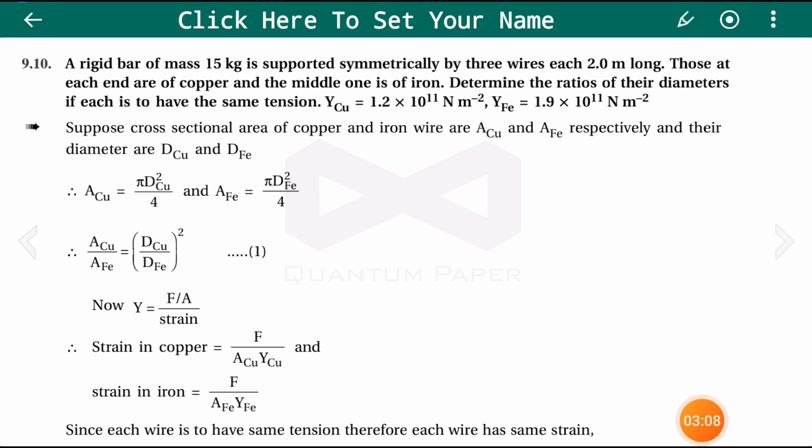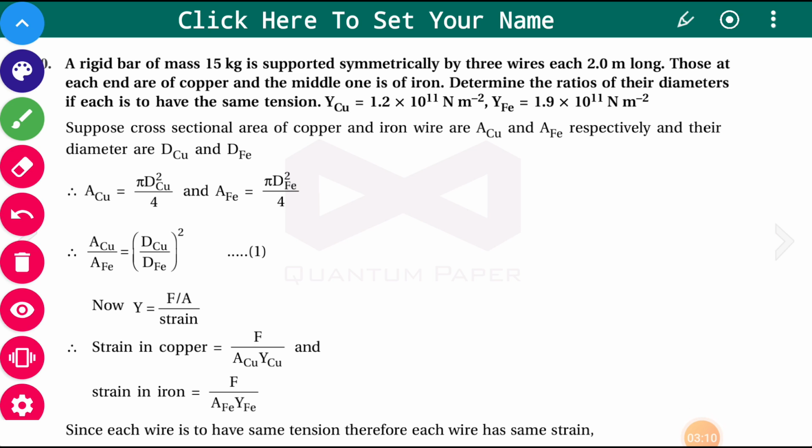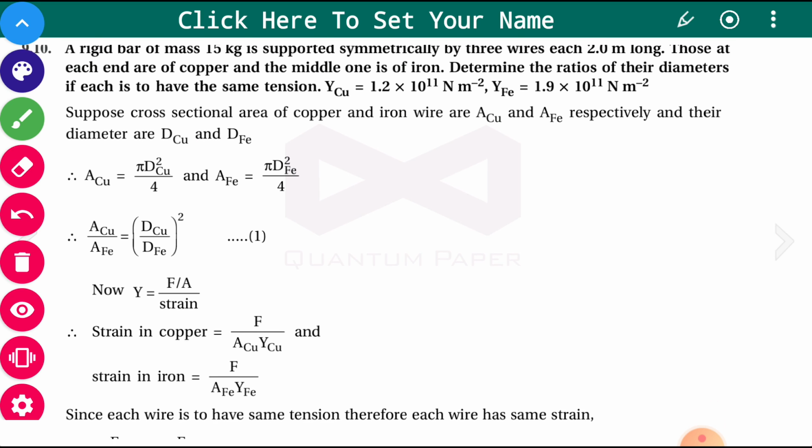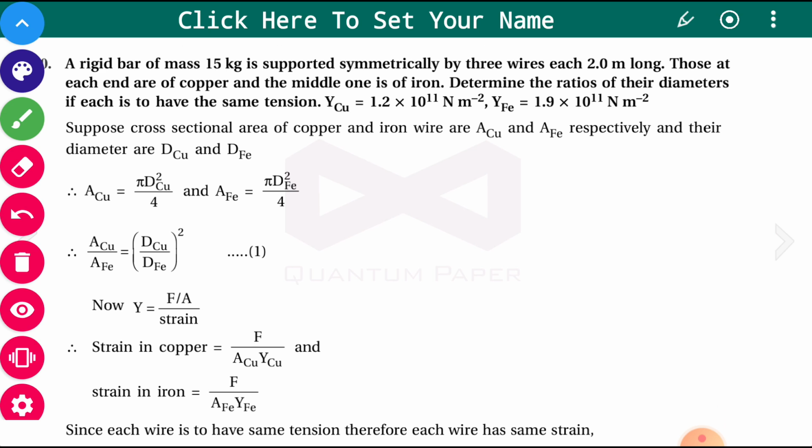Now the next numerical, number 10. A rigid bar of mass 15 kg is supported symmetrically by 3 wires, each of 2 meter long. Those at each end are of copper and the middle one is of iron. Determine the ratio of their diameters if each of the wires has the same tension. Young's modulus of copper and of the other one, that is Fe, iron, is given.